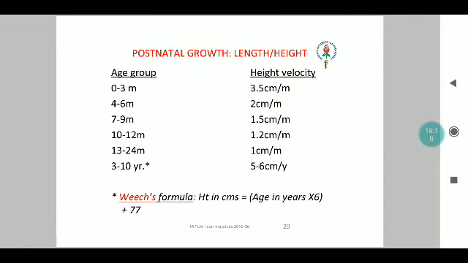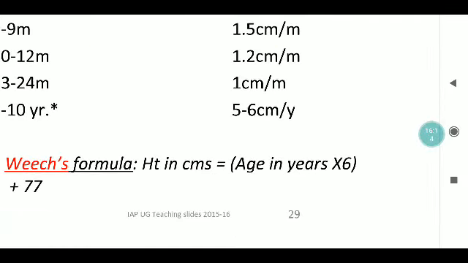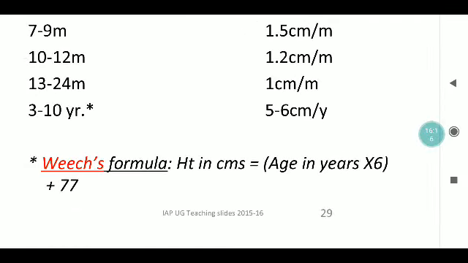If you consider the rate of growth postnatally, the important formula to keep in mind is age in years into 6 plus 77. It's also known as Weech's formula. That is a key point in this slide.